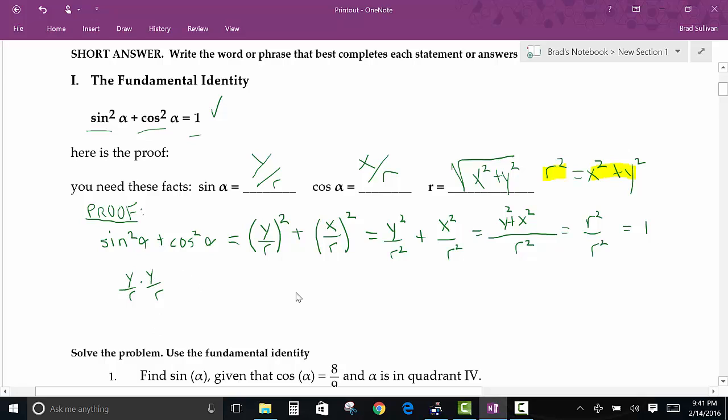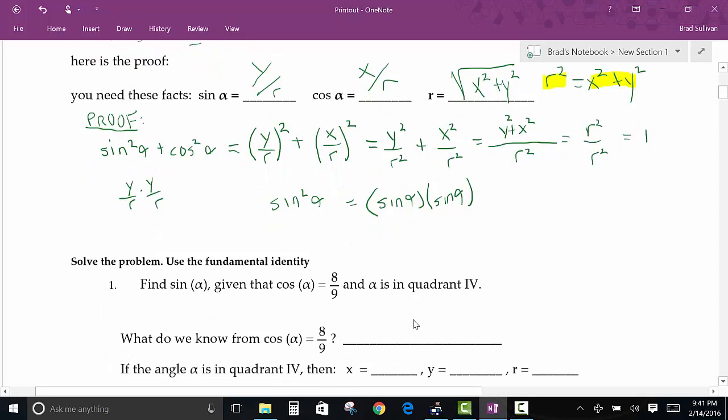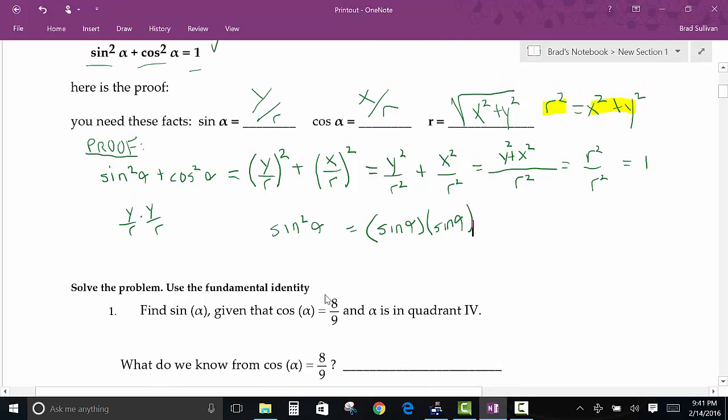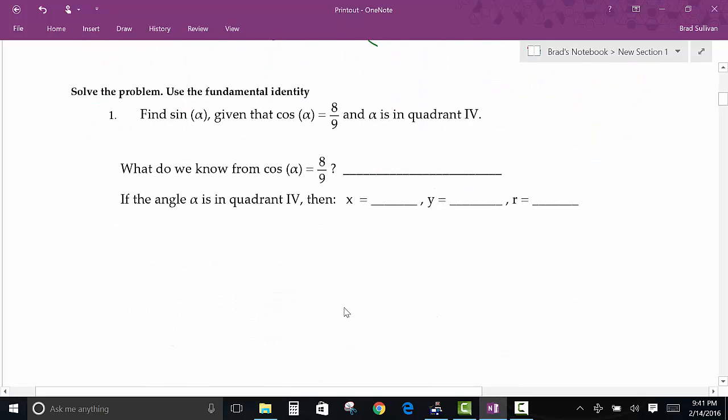Now we haven't seen this very much yet, but if I write the sine squared of alpha, that just is the same thing as the sine of alpha multiplied by itself. That's the way we write that in trigonometry. Okay, now moving on, I'm going to show you how to use this identity to, if I give you a cosine or if I give you a sine, you can use this identity to find the other trig function.